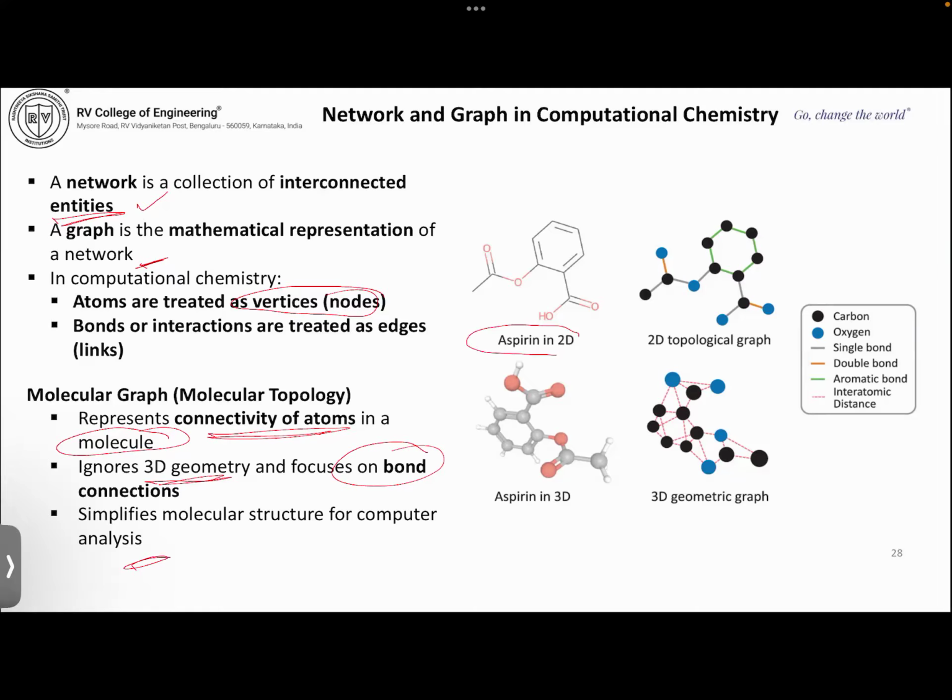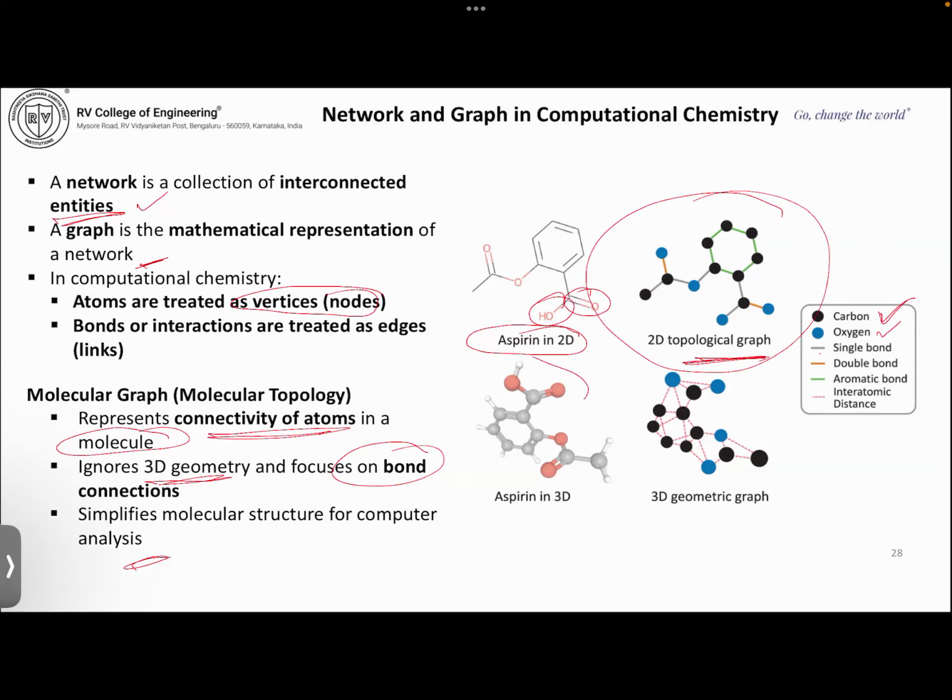You can see this is the two-dimensional aspirin structure. It is represented in the form of a graph like this, a 2D topological graph. You can see that the carbon atoms are represented by one type of vertex, that is the black circle representing the carbon vertex, and the oxygen, the C=O double bond and the OH oxygen, is represented by the blue circle, right? And you can see that single bonds are represented by one color, a double bond, an aromatic bond, and so on. So this is how a chemical molecule is represented in the form of a graph.